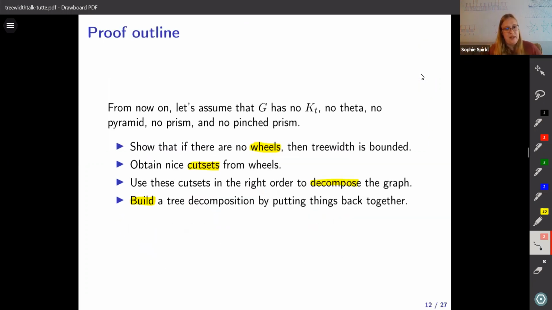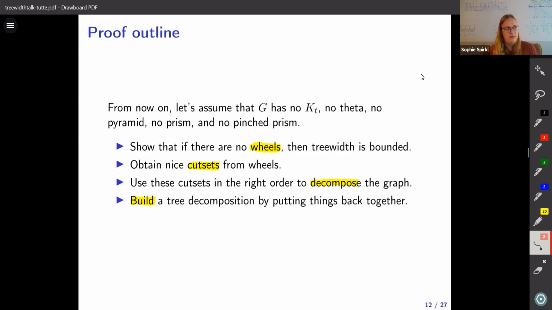Here's a very rough plan, and I'm highlighting words that I haven't explained. For now, let's assume we're in this class of graphs. And then our main enemy will be things called wheels. So first we'll look at what if there are no wheels, and we'll show that then life is good. The graphs are nice, they actually have constant treewidth. And then we'll say, okay, we don't like wheels, how can we break them? And we'll show that wheels break apart the graph. And then we'll try to say, let's break apart the graph in the right order.